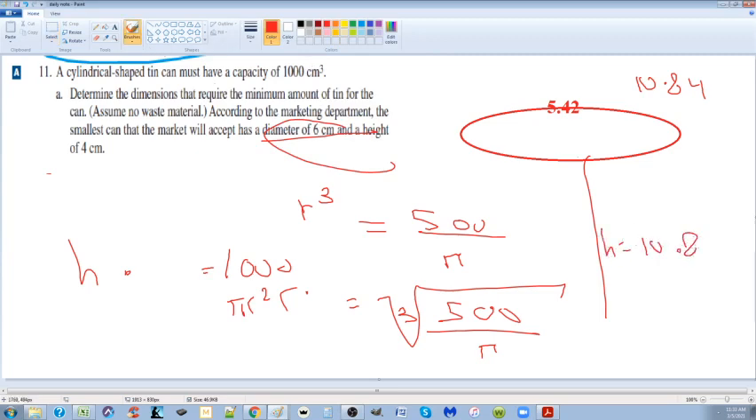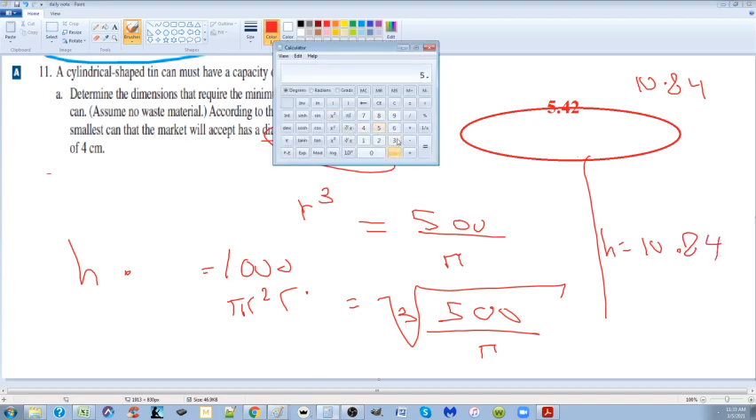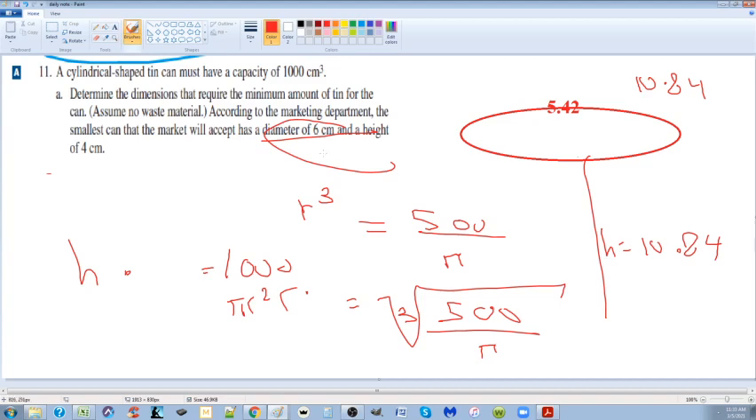So if I'm keeping it in 2 decimals, 10.84. And just to test it out, we're going to take pi r squared. We're going to multiply it by the height and see if we get 1,000. Yeah, we get slightly off. So some rounding errors. It said it has to be bigger than 6 centimeters diameter. It is. That's the radius, not the diameter. And a height of at least 4.